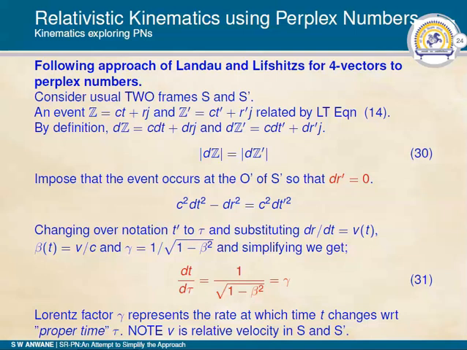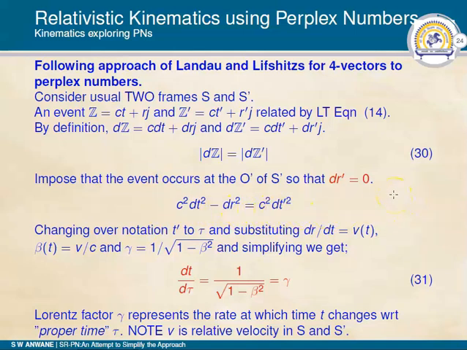Now we impose that the event occurring in frame S dash is at location O dash, that is origin of that coordinate system, so that the variation dr dash is 0. By virtue of that, we can compare the magnitudes of 2 numbers as appearing in the next equation. c square dt square minus dr square is equal to c square dt dash square.